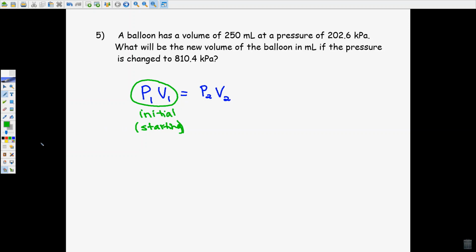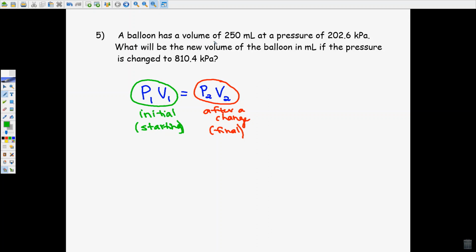Then what we're going to do is get a second set of data after a change occurs. So that's going to be our P2 and our V2, second set of conditions. So again, this happens after a change. We can also call those our final set of conditions. So let's go ahead and read this problem to identify what the starting or initial pressure and volume is.